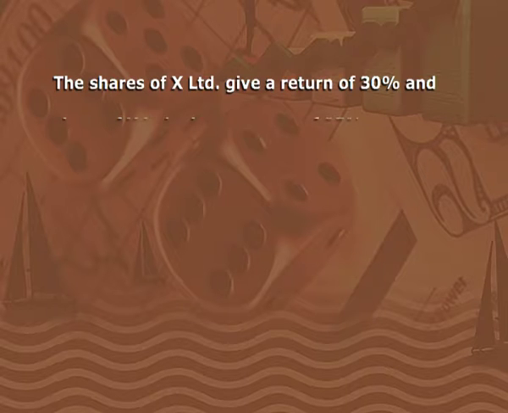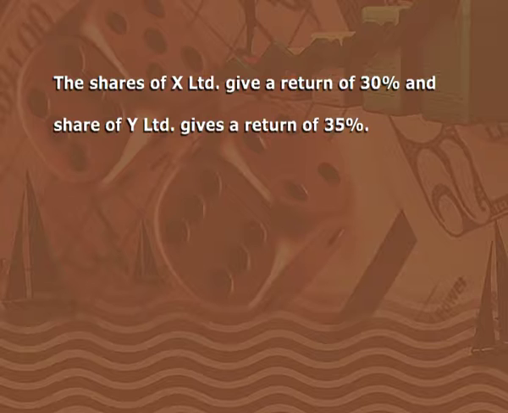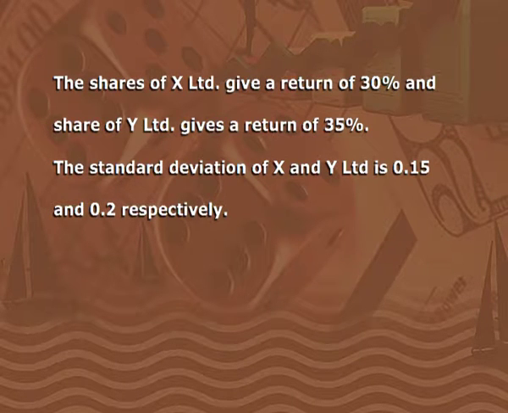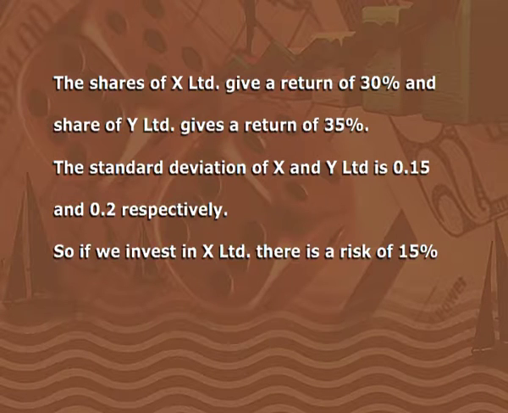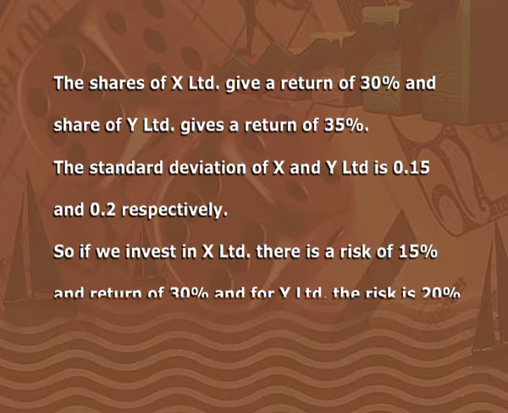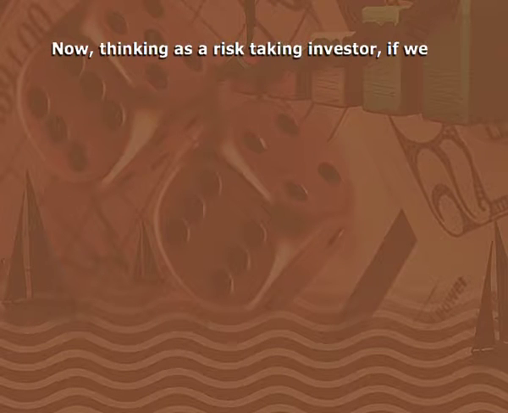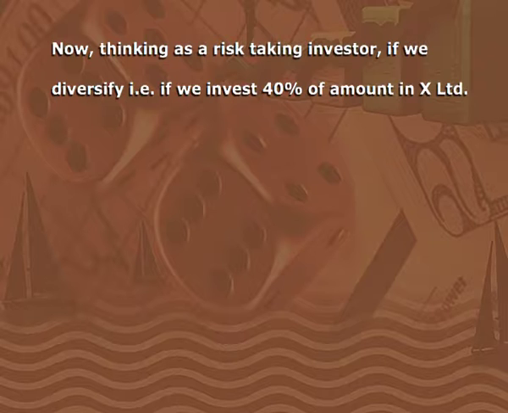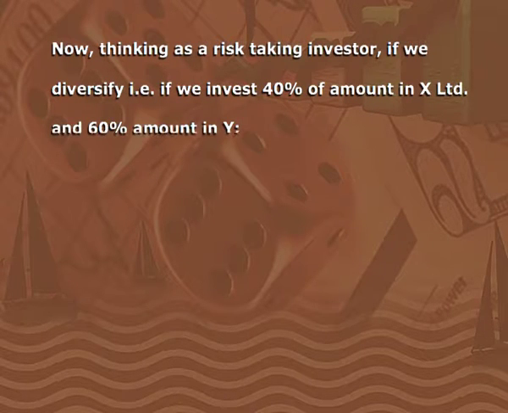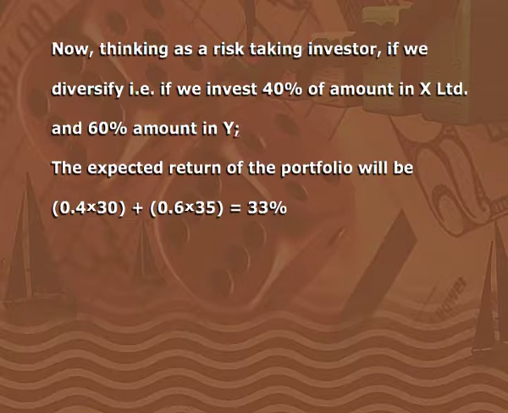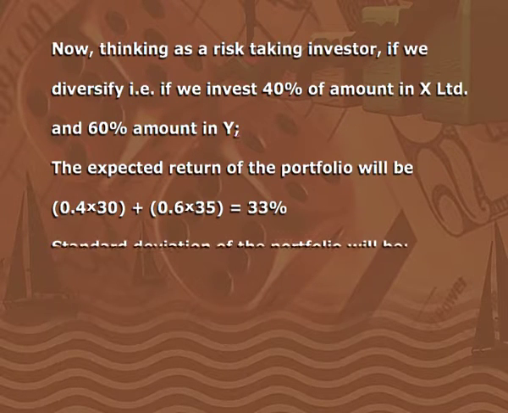For example, the shares of X Limited give a return of 30% and shares of Y Limited give a return of 35%. The standard deviation of X and Y Limited is 0.15 and 0.2 respectively. So, if we invest in X Limited, there is a risk of 15% and a return of 30%. And for Y Limited, the risk is 20% and the return is 35%. Now, thinking as a risk-taking investor, if we diversify, that is, if we invest 40% of the amount in X Limited and 60% in Y Limited, the expected return of the portfolio will be 0.4 multiplied by 30 plus 0.6 multiplied by 35, which is equal to 33%.